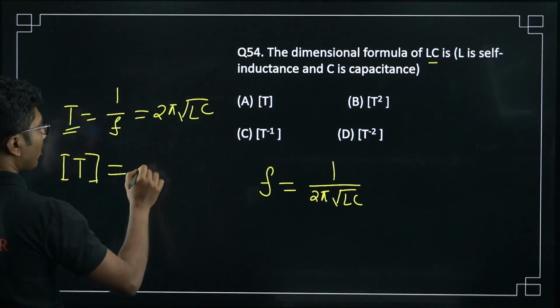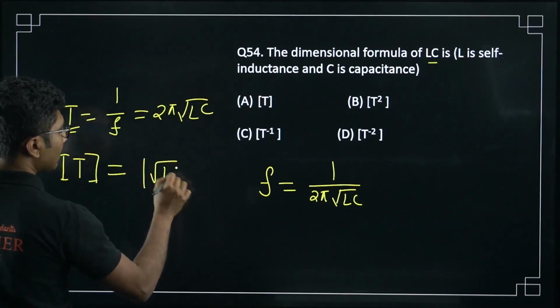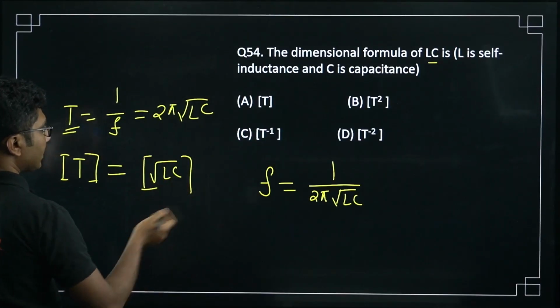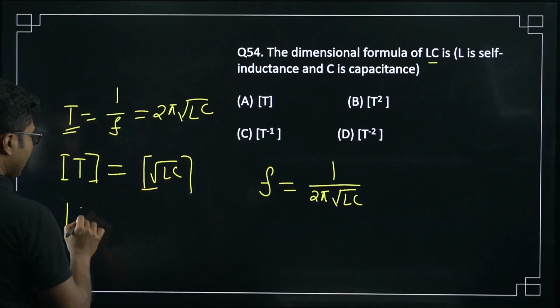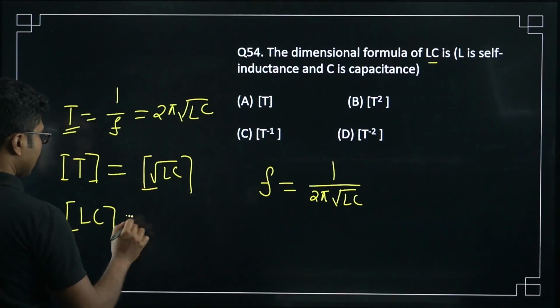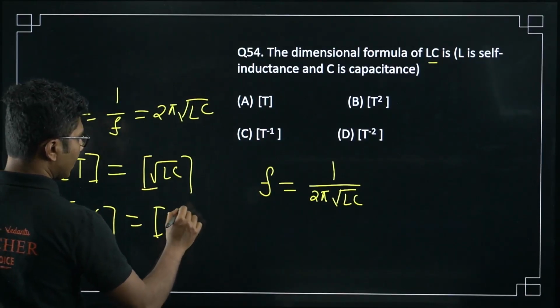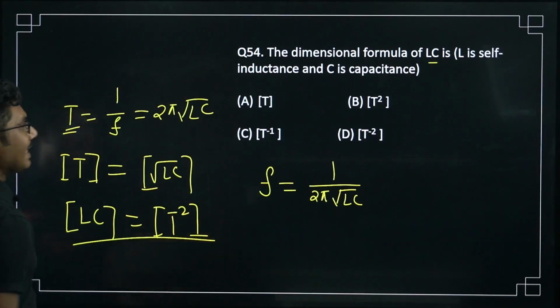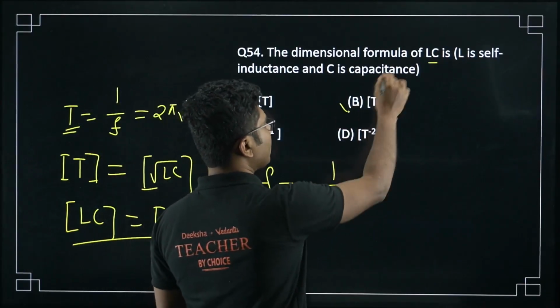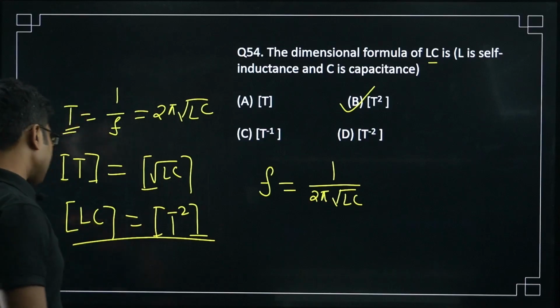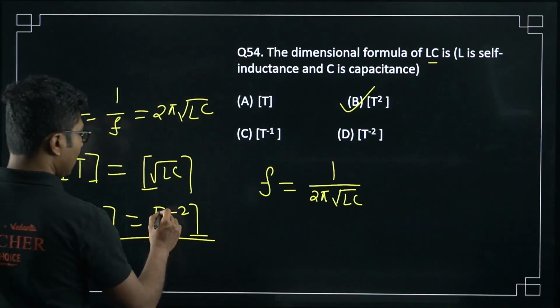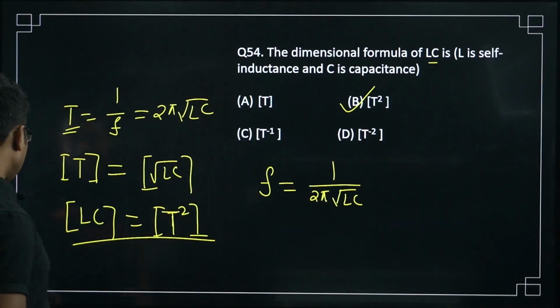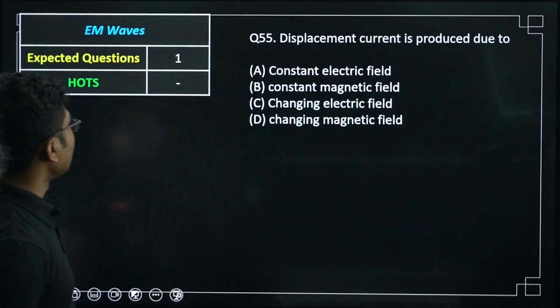That should be the dimension of square root of LC. Okay, 2 pi is dimensionless. Now if you square both sides, then you will get LC is basically T square. So the dimension of LC is T square. So option B is correct, not T to the power minus 2, it will be T square. Okay, easy but slightly understanding-based question.